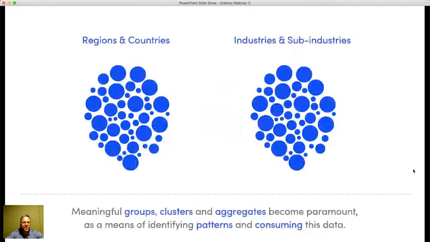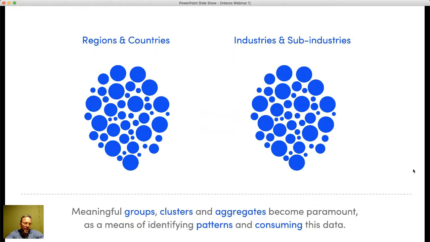There are of course a few things we could do. There are meaningful groups, clusters, and aggregates that become really critical as a means of identifying patterns and consuming this data. One that comes to mind, and we use it a lot within our platform, is regions and countries. That makes a lot of sense, identifying those and grouping based on geography. That's a really implicit way of grouping things.